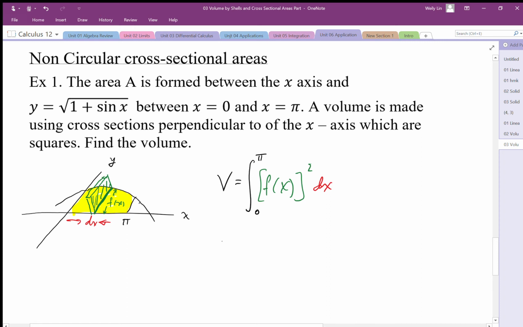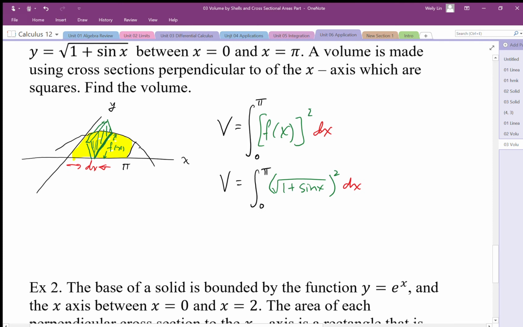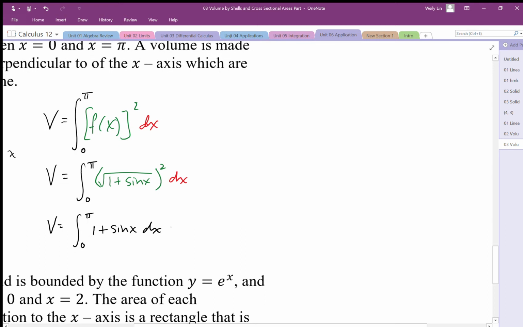So what does that look like when I put it all in? I'm going to integrate from 0 to pi. My f of x function is the square root of 1 plus sine x, and I'm going to square that and multiply by dx. So there it is. Conveniently, the square and the square root cancel out, they undo each other. So we're going to end up with the integral from 0 to pi of 1 plus sine x dx. Well, that's a fairly easy integral to work out.